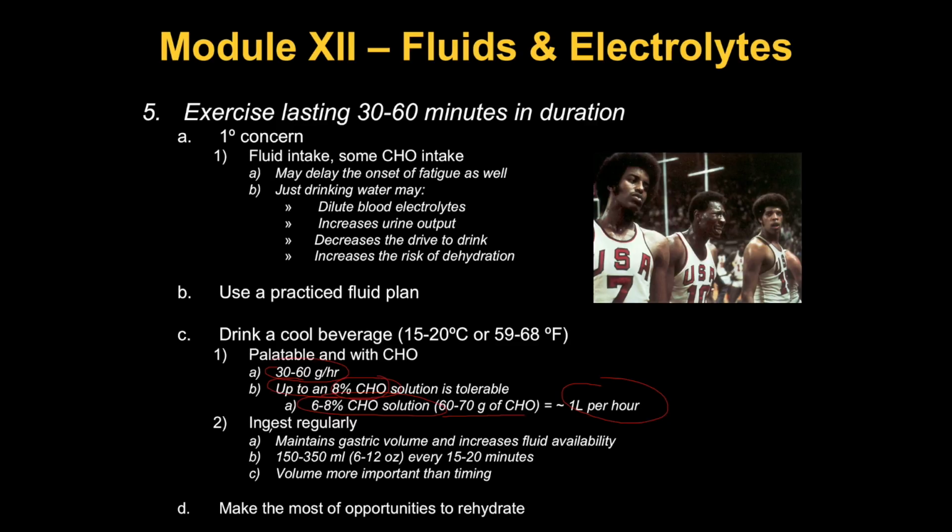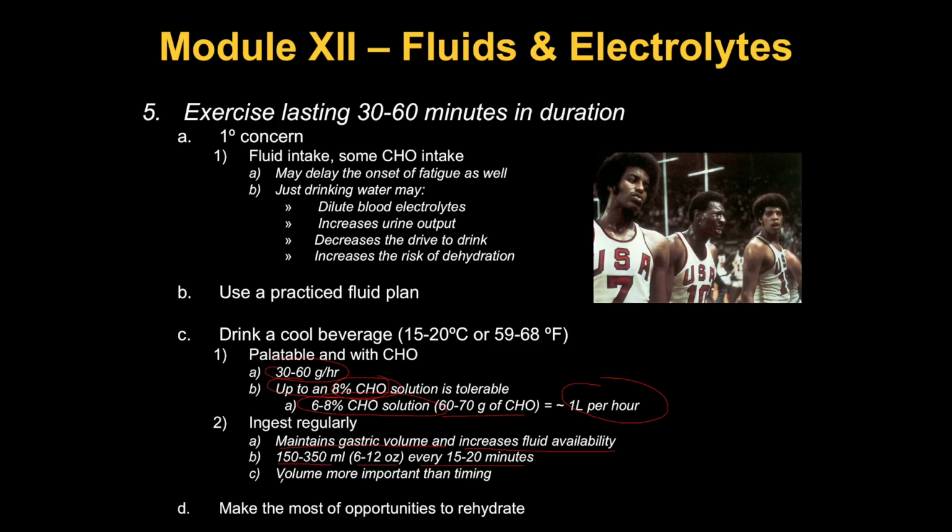So we want to ingest this sports drink or this beverage regularly. This maintains the gastric volume. Remember that 600 milliliters we were talking about, where we can optimize gastric emptying. So that's going to allow fluid to be available for absorption. So how do we do this? Well, by ingesting about 150 to 350 milliliters of fluid, or 6 to 12 ounces, every 15 to 20 minutes, we're ensuring that we're going to optimize that gastric emptying.